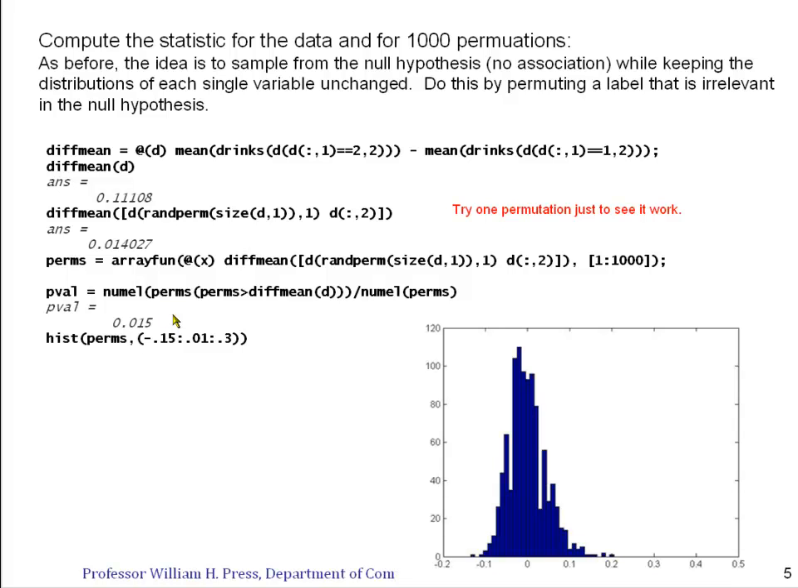Let's see what the histogram actually looks like. So the real data gives a statistic difference of mean drinks of 0.11, and that's out here. The distribution under the null hypothesis is this broad distribution here. Kind of ratty looking because we only did 1,000 permutations. And the area under the curve as extreme or more extreme than what we actually see is this out here, which, as we calculate, is only 1.5% of the total area.